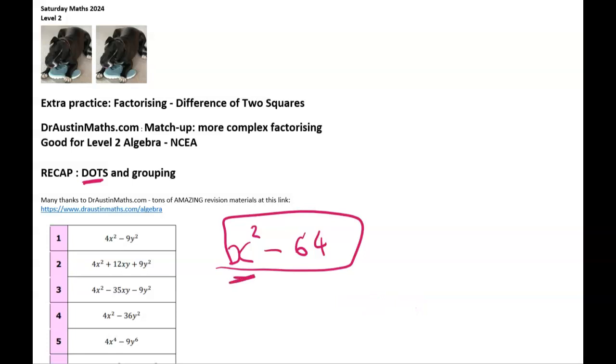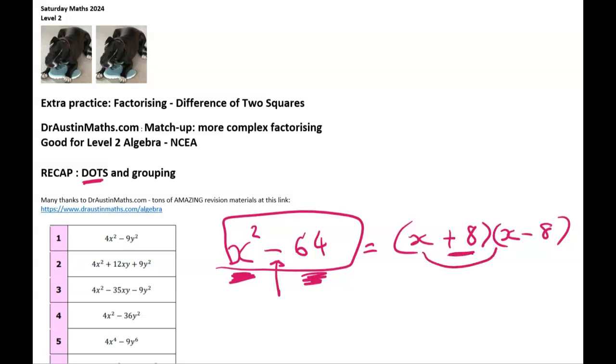So you can see that x squared is a square, and also notice that 64 is a square. And that's your big red light to say, stop, I've got a difference of two squares pattern. So we can factorise this as follows. x times x. Now I've got a minus here, so I must have a positive and a negative here. And now if we put an 8 and negative 8, look what happens. We get x squared plus 8x minus 8x minus 64.